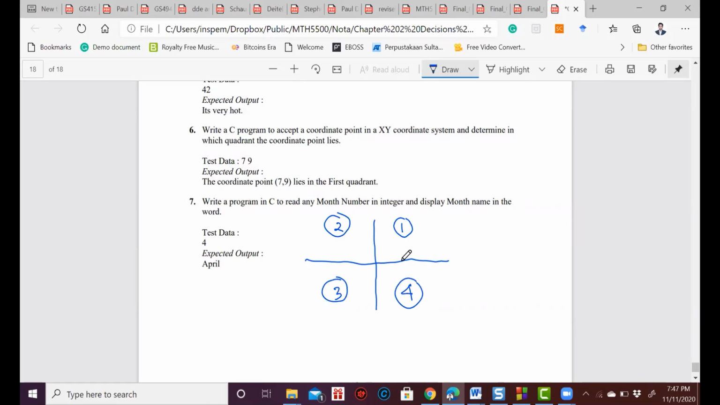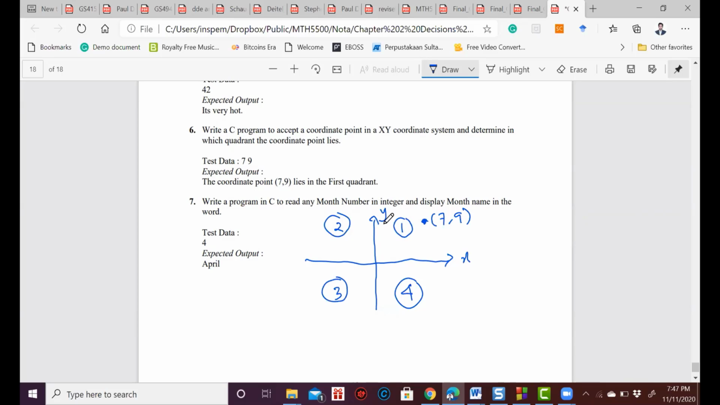Okay, now this one is X, this one is Y value. For example, 7, 9. 7, 9 is here, right? Positive, positive. Very good here. For example, 7, 9. Then the coordinate point 7, 9 lies in the first quadrant. First quadrant. Okay. So now, how to put it in the conditions?